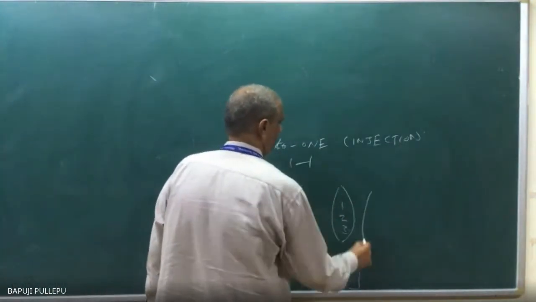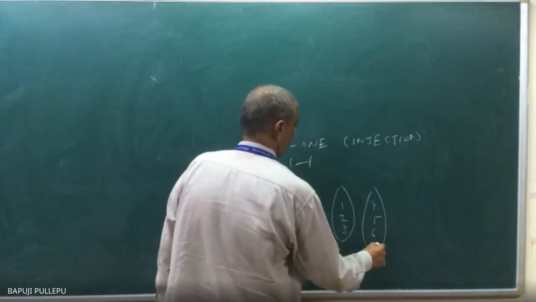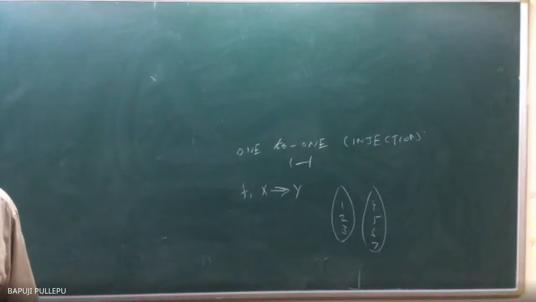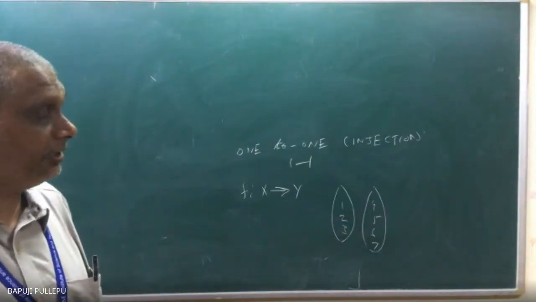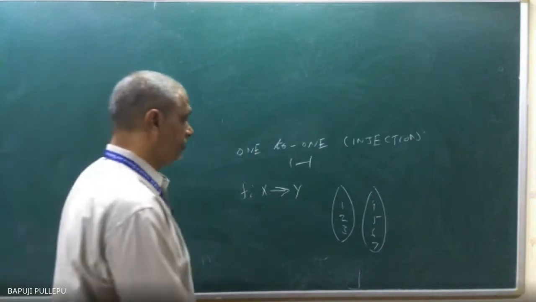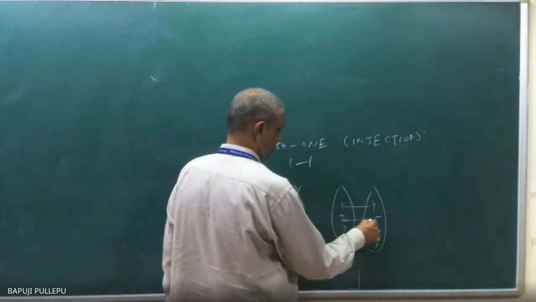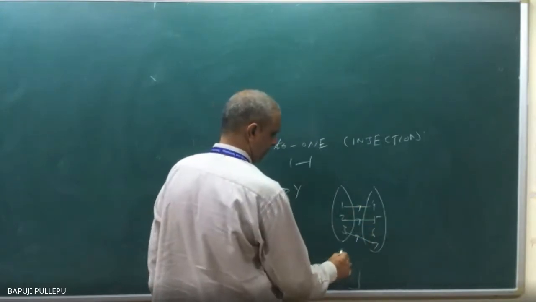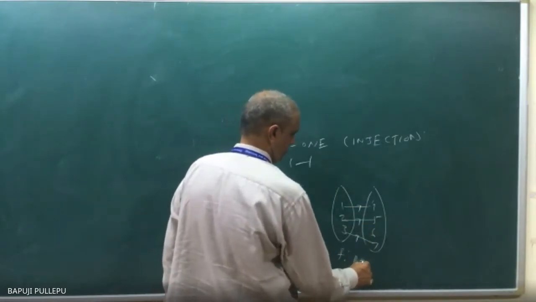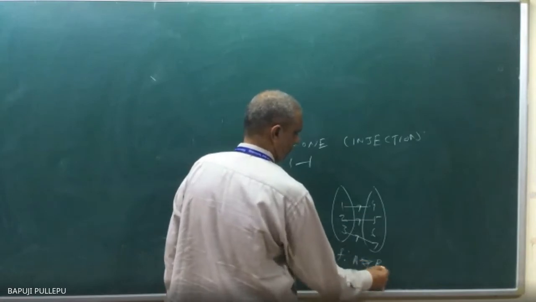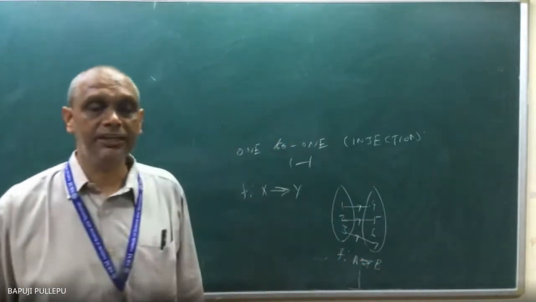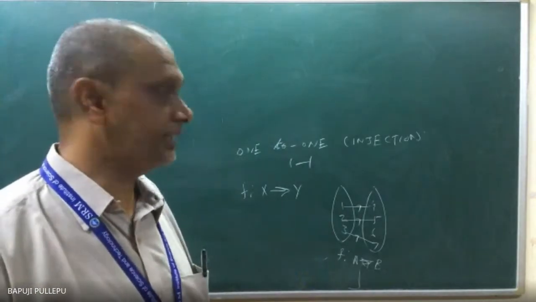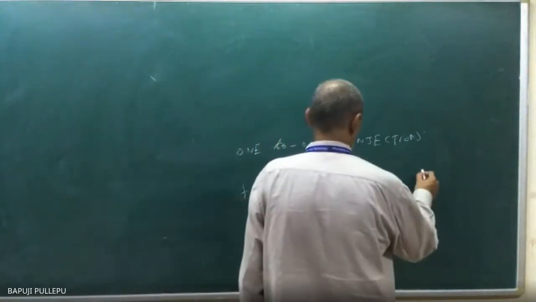1, 2, 3, 4, 5, 6, 7. In the codomain, if you leave an element it doesn't matter. Only the domain you have to fill completely. Correct? If it is 1 to 1, then 1 maps to 4, 2 maps to 5, 3 maps to 7. f maps A to B. Distinct elements of X having distinct images in Y is called 1 to 1 or injection. Now another example I will give you.